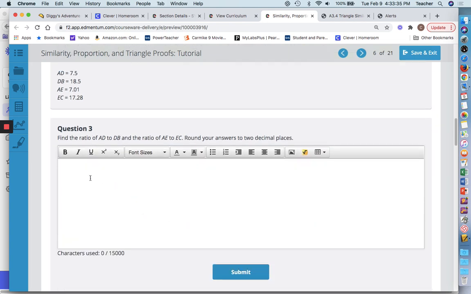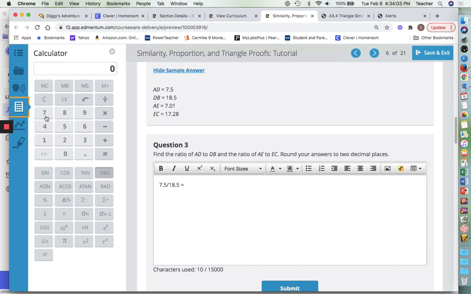Question 3. Find the ratio of AD to DB and the ratio of AE to EC. All right, so AD was 7.5. DB was 18.5. So I'm going to divide those two. 7.5 divided by 18.5. Okay, so I got a ratio of 0.41.